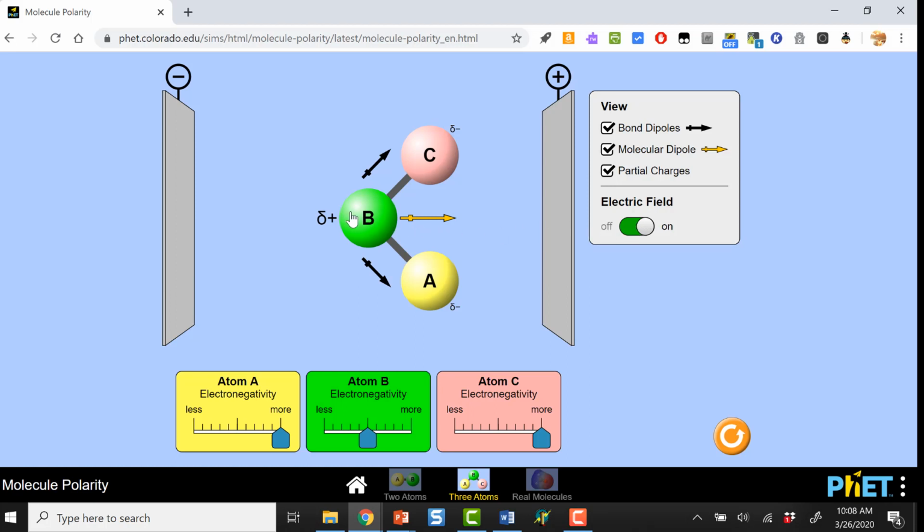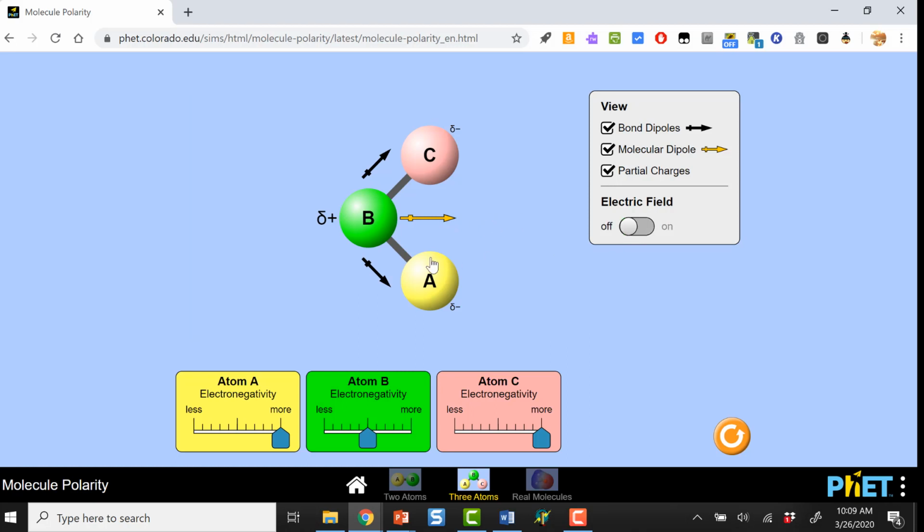The overall dipole, you'll notice, isn't this bond dipole and it isn't this bond dipole. It's adding up these 2 vectors. It's the sum of them. More or less, it's the average. So we take a look in the middle of these 2, and we see that we have this yellow molecular dipole, and that's what's showing the attraction to the positive plate over here. We'll bring that back around.